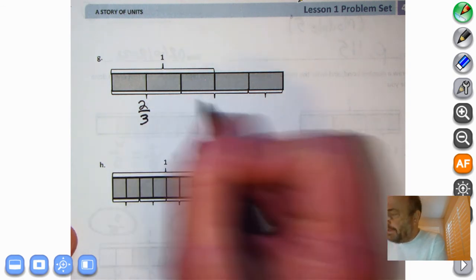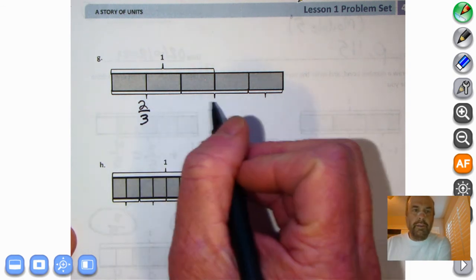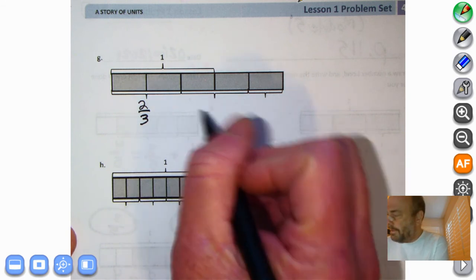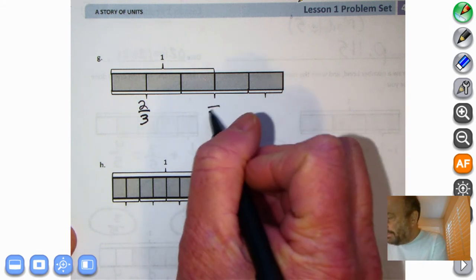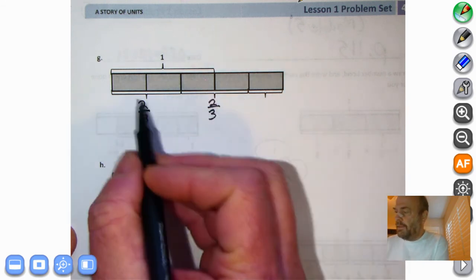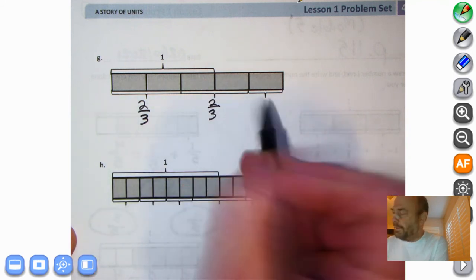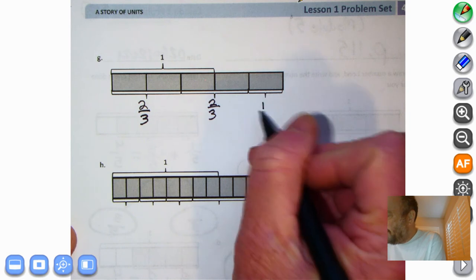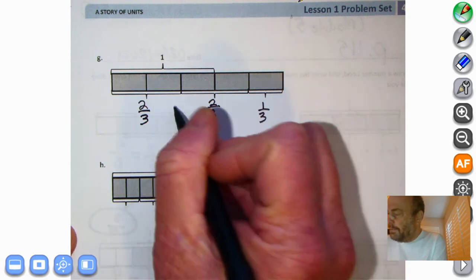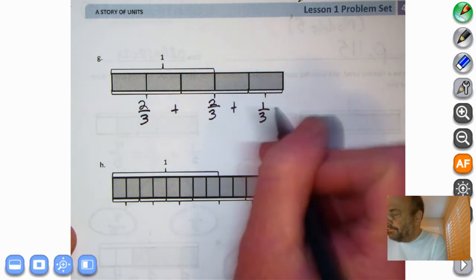Now it looks like we have, oh, this is tricky, another 2/3 here. Look. Do you see that? 1/3, 2/3, 1/3, 2/3. And then we have one more third over here. So we're going to add these up. What are we going to get?